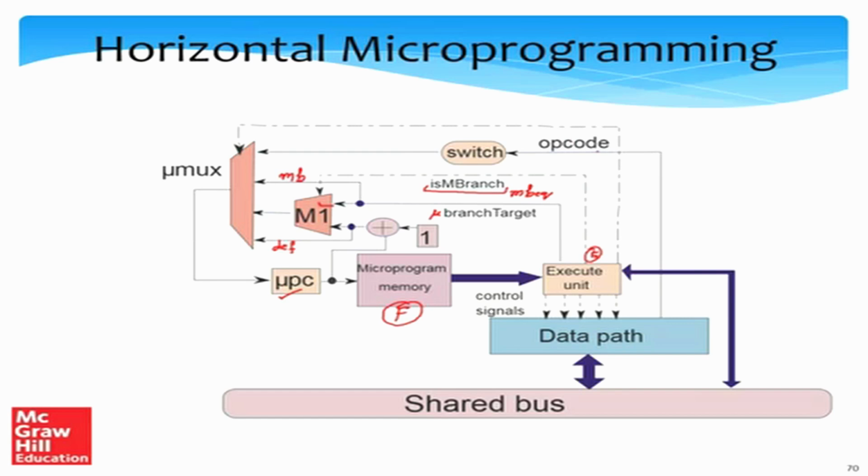In addition, we'll send the opcode to the switch unit, which will generate the address in the microprogram memory that we need to jump to for a given SimpleRISC instruction. So we need to choose among these four inputs. Of course, in theory, the M1 mux could have been removed and we could have just had the micro branch target and the default value. It's possible; it could have been done.